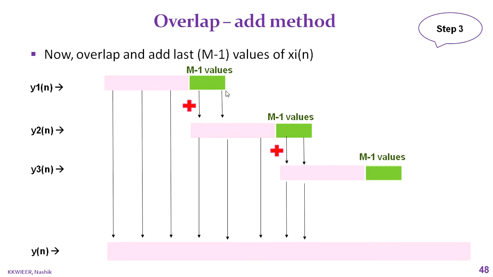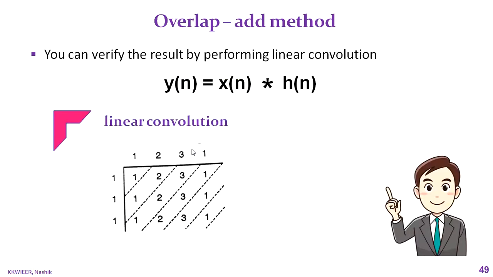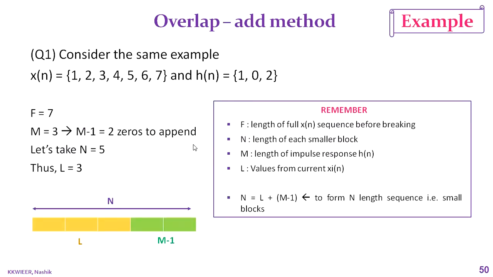That means you are overlapping the sequences and adding them. Let us take one example and understand it in a better way. So again, finally you can do linear convolution and verify the result. That will be your last step. Let us see the example of the overlap add method.